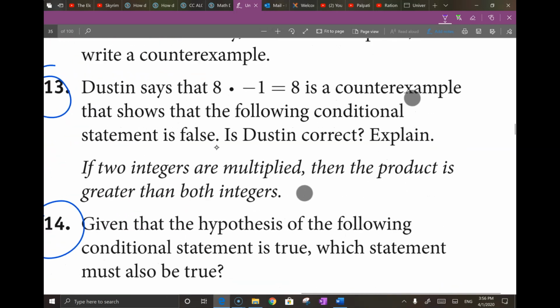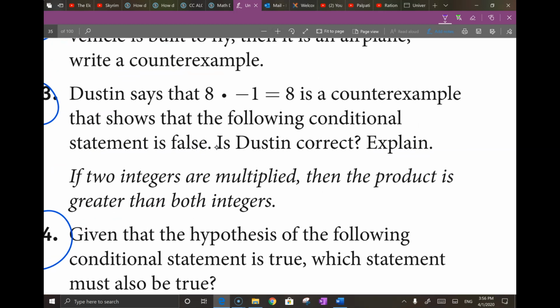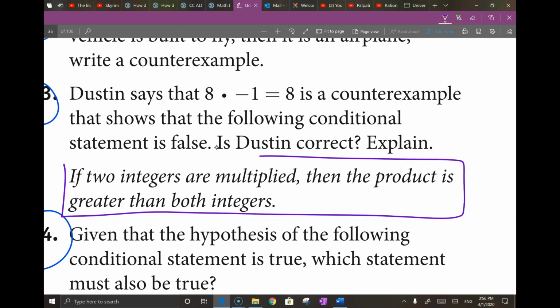Number 13. Dustin says that 8 times negative 1 equals 8 is a counterexample that shows that the following conditional statement is false. Is Dustin correct? Explain. And here is the statement. If two integers are multiplied, then the product is greater than both integers.